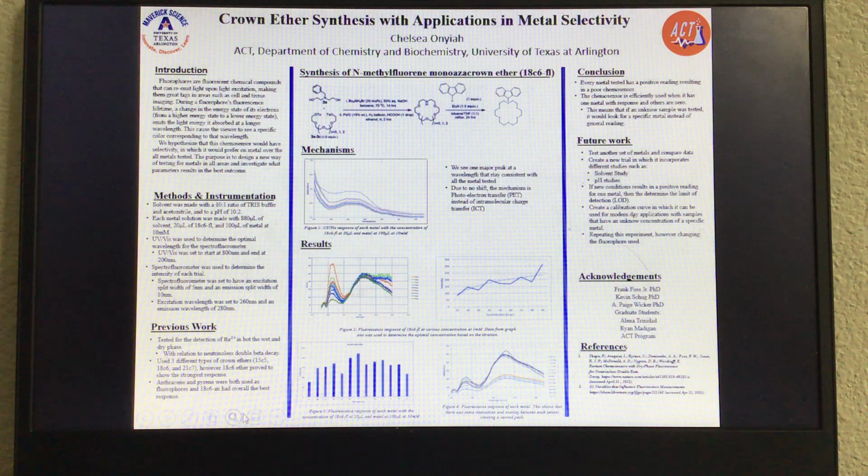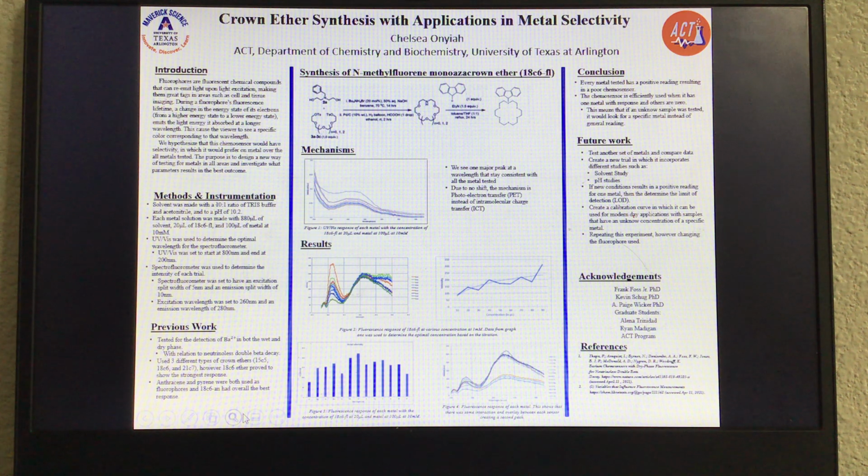have a great read. So the methods and instrumentation used are UV-Vis and a spectrophotometer. UV-Vis is mainly used to determine the mechanism that we're having and also the wavelength needed for the spectrophotometer. And the spectrophotometer just determines the intensity of each trial and the fluorescence.